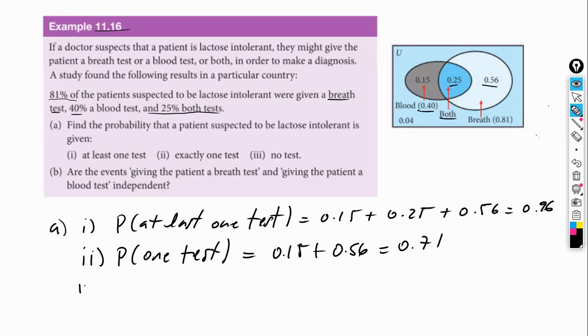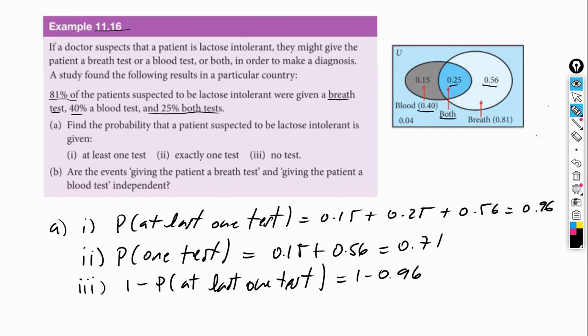For part 3, no test would be 1 minus the probability of at least one test, right? The complement of that. So this is going to be 1 minus 0.96, which is 0.04. Now let's focus on part B.